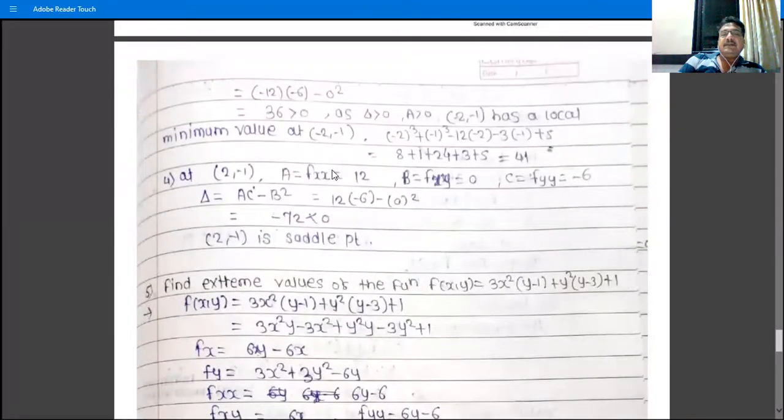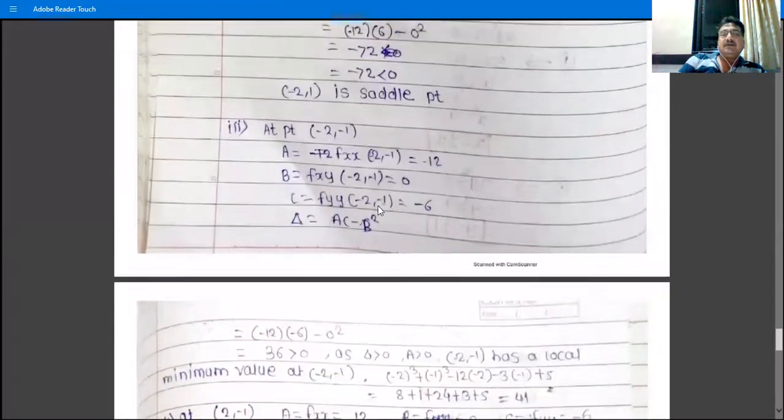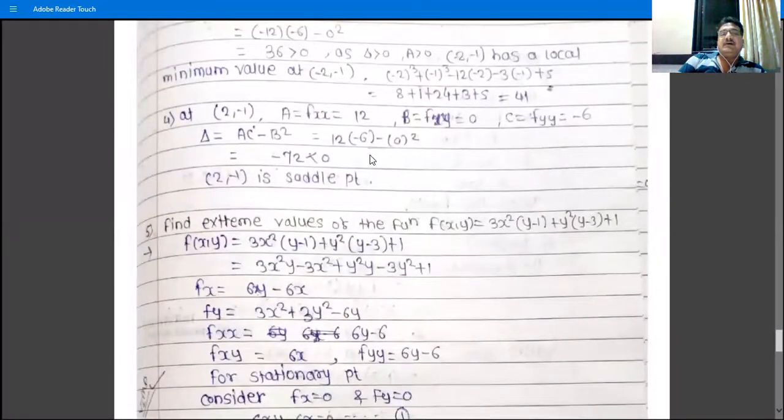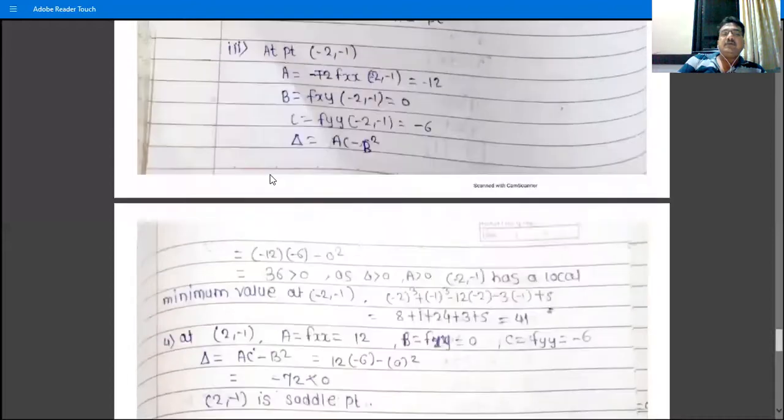Then find again capital A, that is fxx at the point 2 minus 1. Then capital B, capital C, and then write AC. Here what we have, the answer delta is minus 72, that is less than 0, and therefore 2 minus 1 is also a saddle point. That is, the function is neither maximum nor minimum.